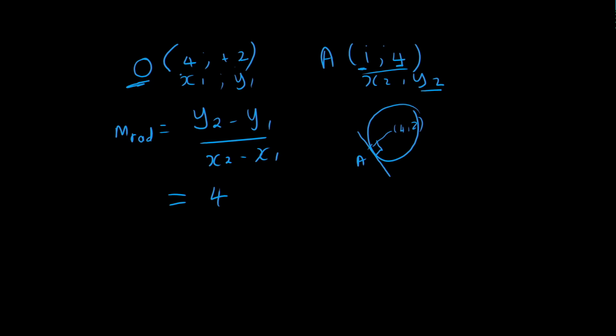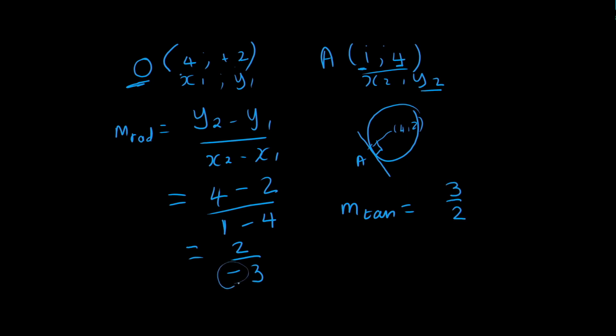All right. So we're going to say y2 minus y1 over x2 minus x1. 4 minus 2 is 2. 1 minus 4 is negative 3. So that's the gradient of the radius. The gradient of the tangent, and remember you have to give reasons here, is going to be equal to the negative reciprocal. So the reciprocal of 2 over 3 will be 3 over 2. The negative of that, because the sign here is already a negative, a negative times a negative would make this positive 3 over 2.